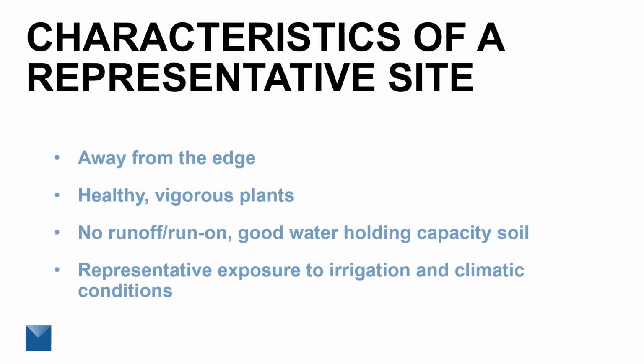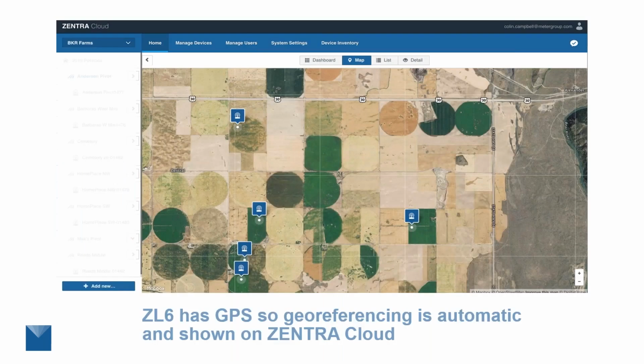The ZL6 has a built-in GPS, so it always knows where it is. That makes it easy for ZENTRA Cloud to show the monitoring locations on the map, like I've shown here, the little blue squares. At each square is a monitoring location shown directly on the map of the site that you're monitoring.